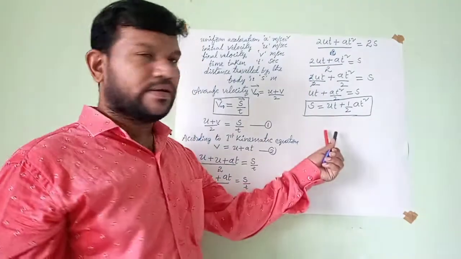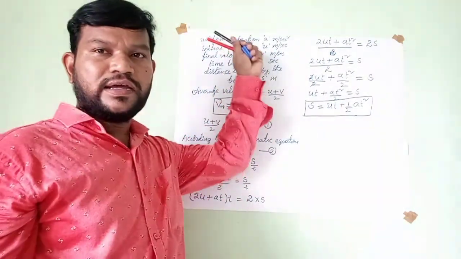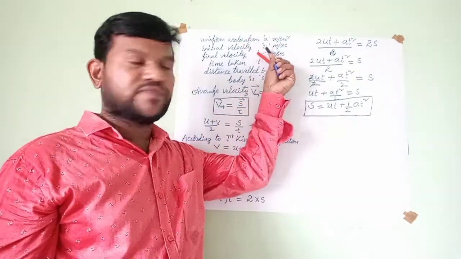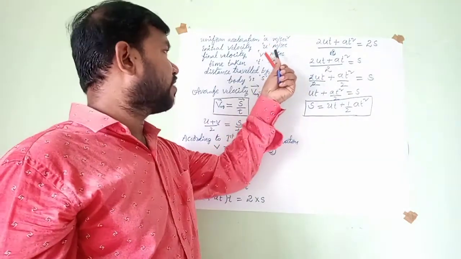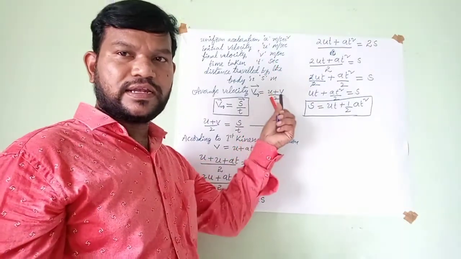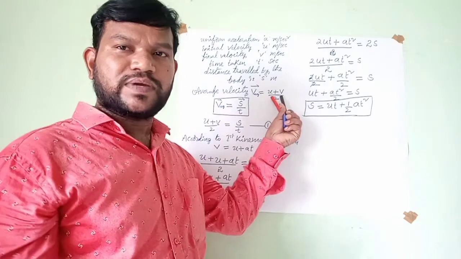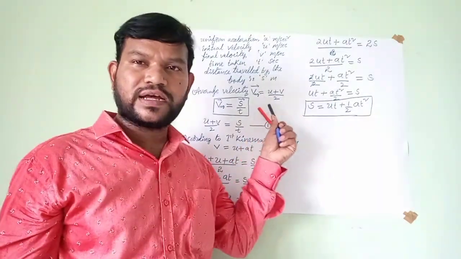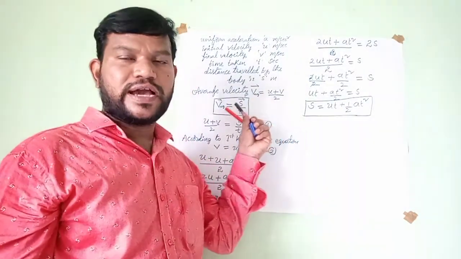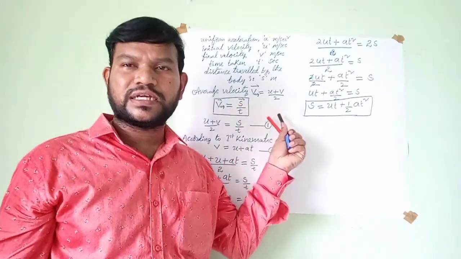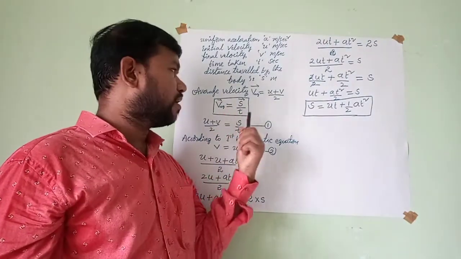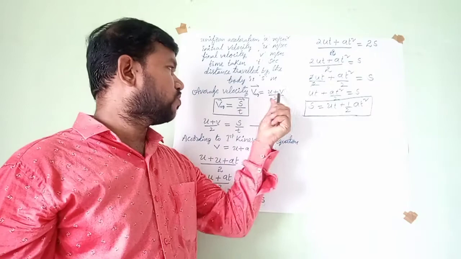Remember, once again I am explaining, students. First we have to consider that a body has a uniform acceleration A meter per second square, and the initial velocity of the body is U meter per second, final velocity V meter per second, the time taken is T seconds, and the distance traveled by the body in a specific direction is S. Students, velocity is always changing at a uniform rate, so I have taken the average velocity. Average velocity is the arithmetic mean of initial velocity plus final velocity by 2. So here I have written the average velocity formula, U plus V by 2.